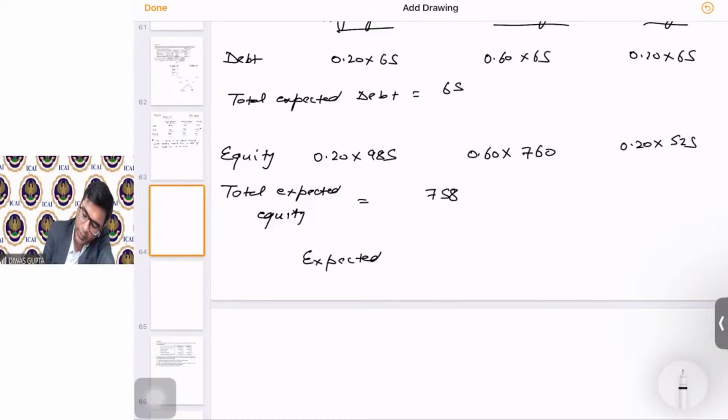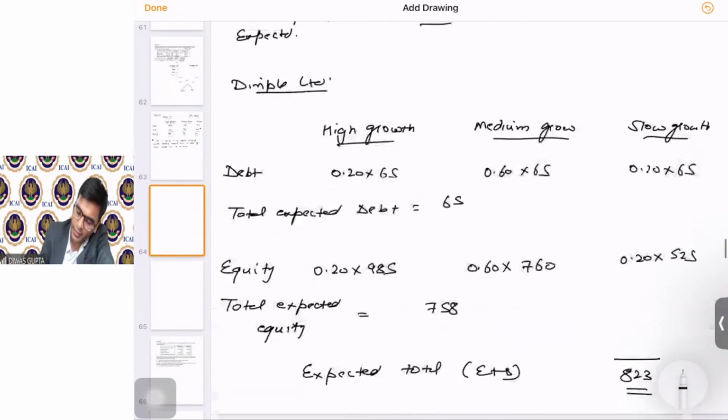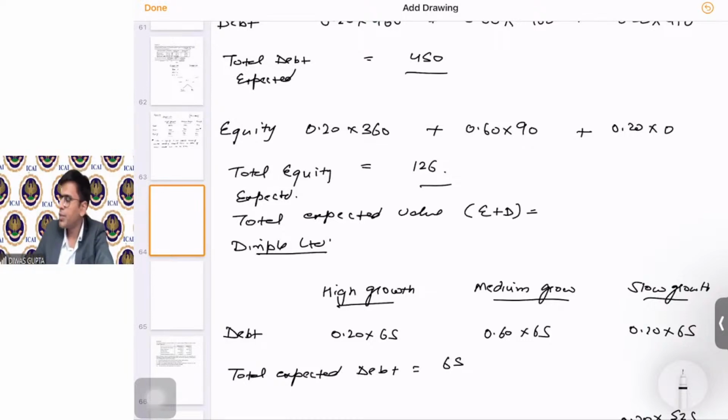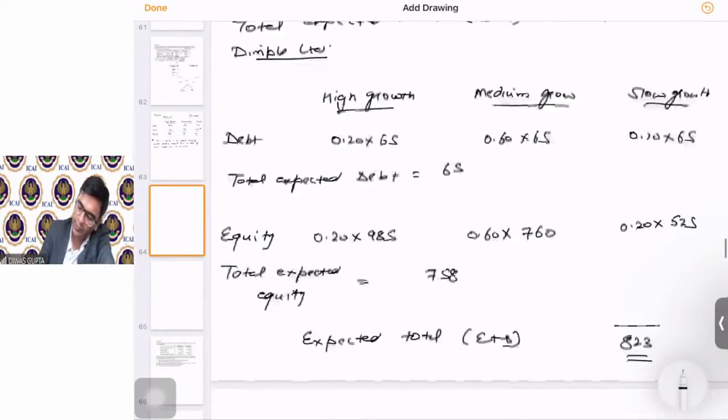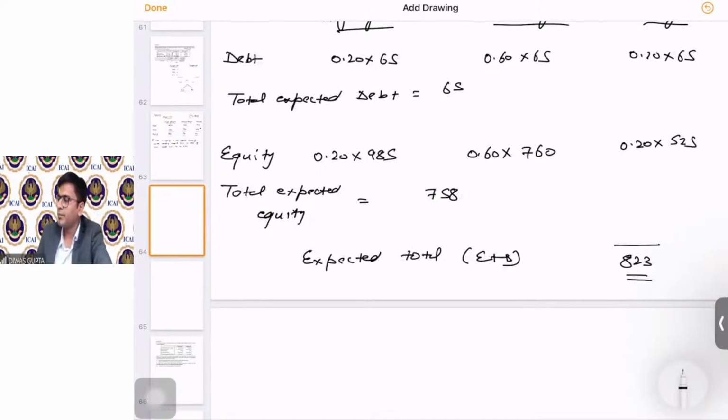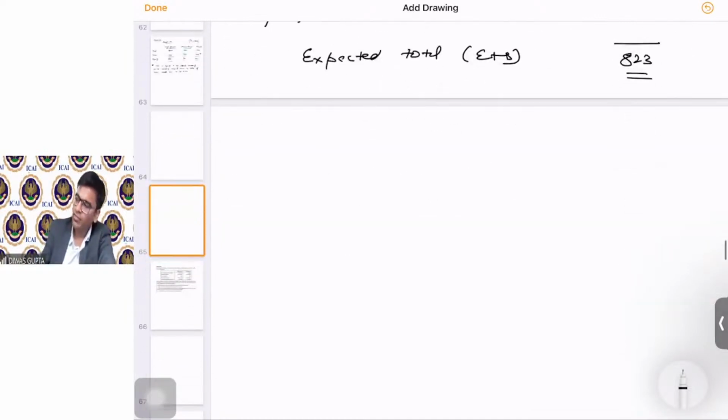So the expected total becomes 823. This is the total of equity plus debt. In case of Simple Limited, it was total expected value. Equity plus debt was how much? 576. Okay. So 823 and 576. Now let's come to the value of merged entity.